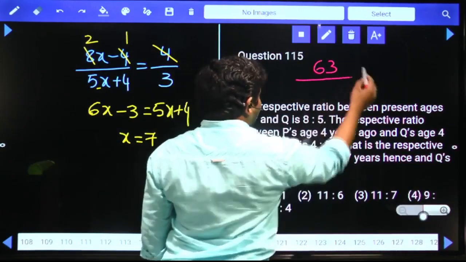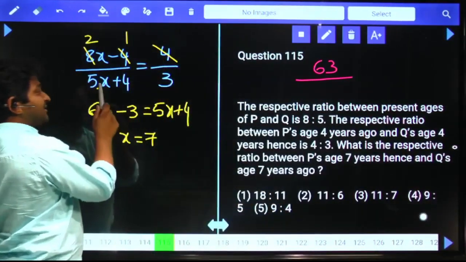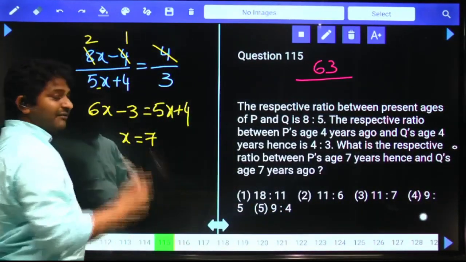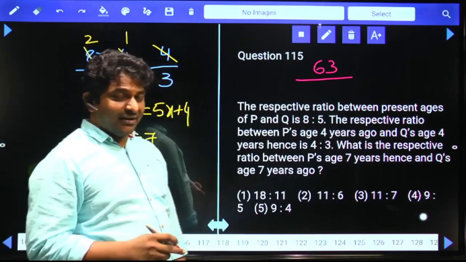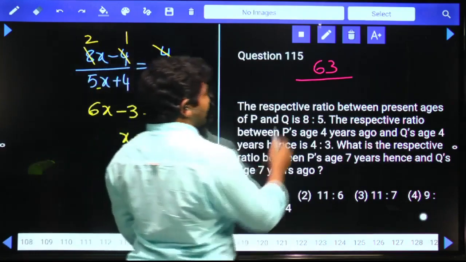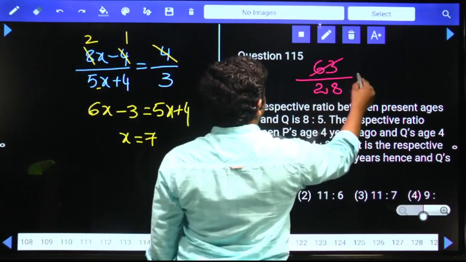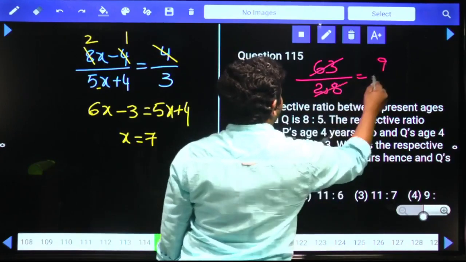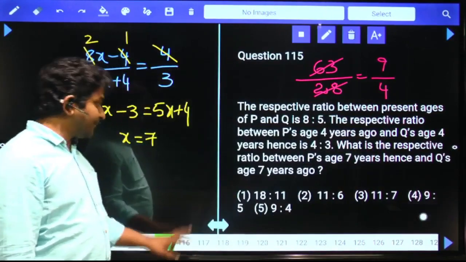63. And at the same time, Q's age 7 years back. Q's present age is 5x, 5 into 7, 35. 7 years back, 35 minus 7, that is equal to 28. 7, 9 times here, 7, 4 times here. 9:4, fifth option answer.